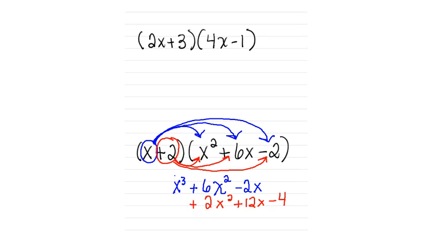And now I'm just going to combine our like terms, add them together for a result of x to the power 3, 6 plus 2, 8, x to the power 2. When we add and subtract, the powers don't change, just a coefficient. Negative 2 plus 12 is going to give me a positive 10x and a negative 4. Distribute, then combine like terms.